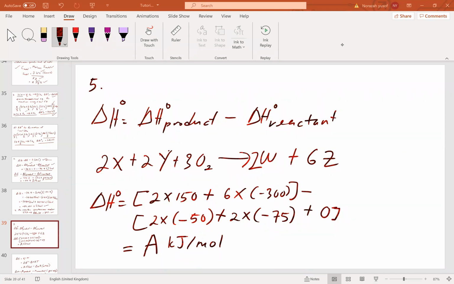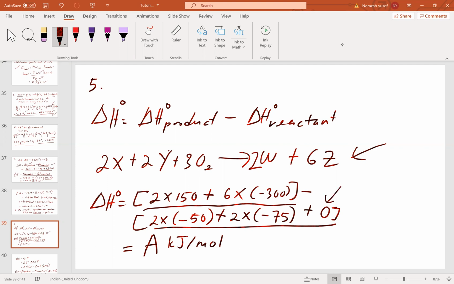So look at question 5. Use enthalpies of formation to calculate the value of delta H naught for the reaction below. So if you look at the question, there is a bit of mistake. So I try to rewrite back the chemical equation. And you are also given enthalpies of formation. So the first thing is to calculate the value of delta H naught. So using Hess law, you take the total delta H naught for the product minus the total delta H naught for the reactant.